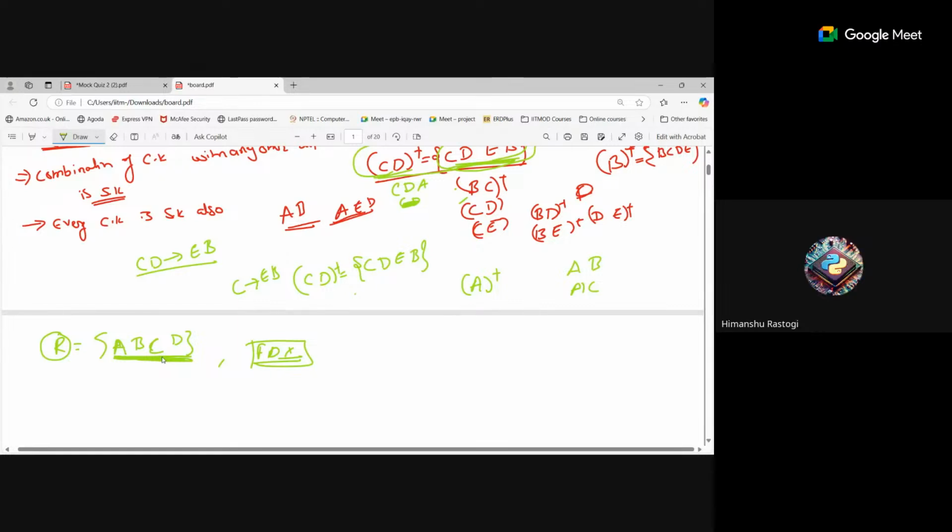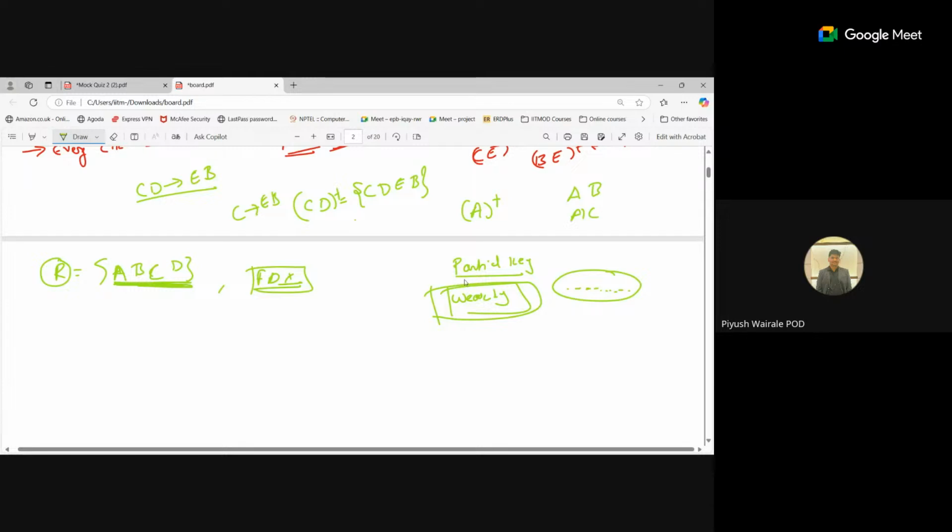Sir, a weak entity set doesn't have a key, right? A weak entity set doesn't have a key; it has a partial key. We have a different name for that. We represent it by this ellipse and this dotted line. That weak entity is dependent upon a strong entity. So how is it a partial key?